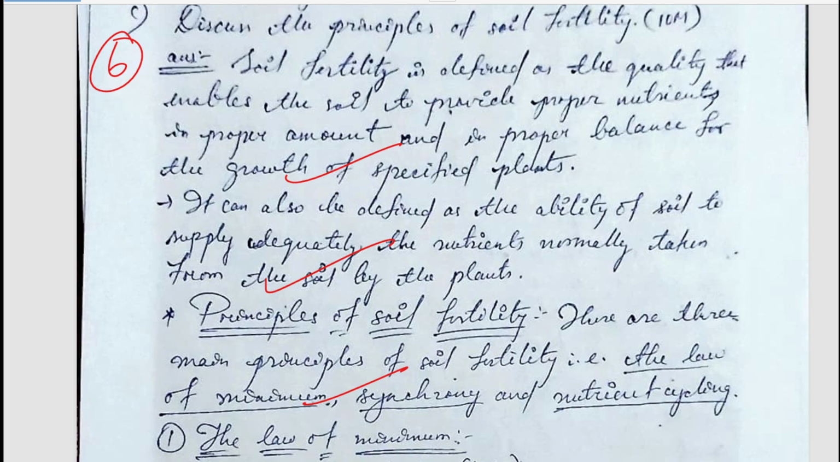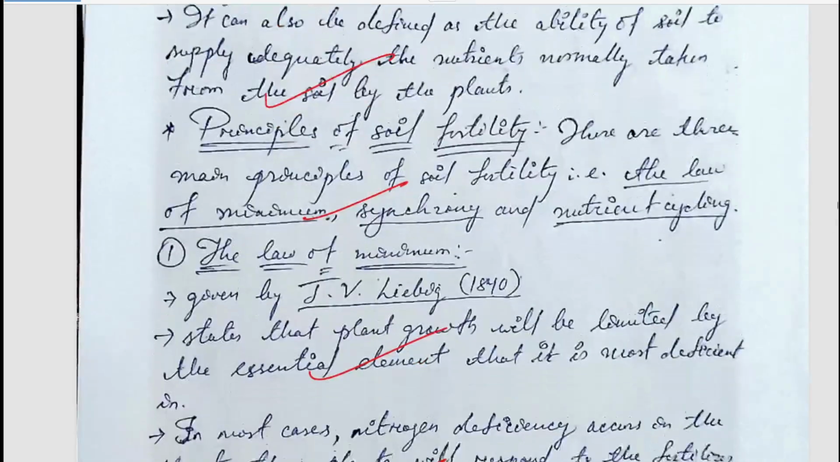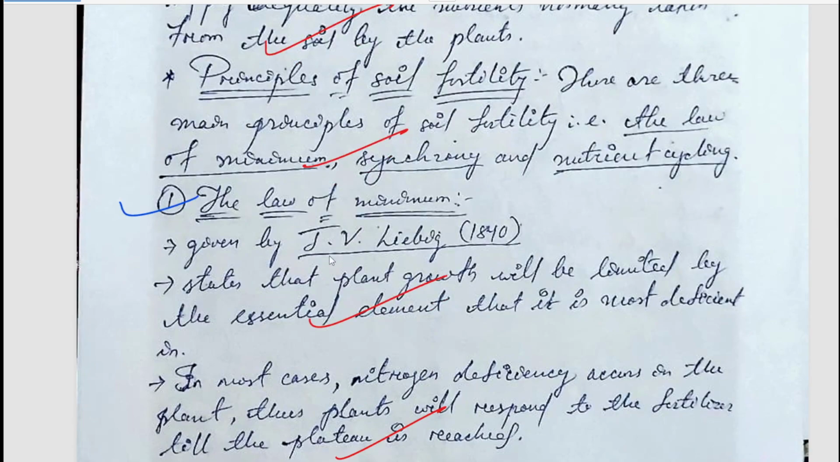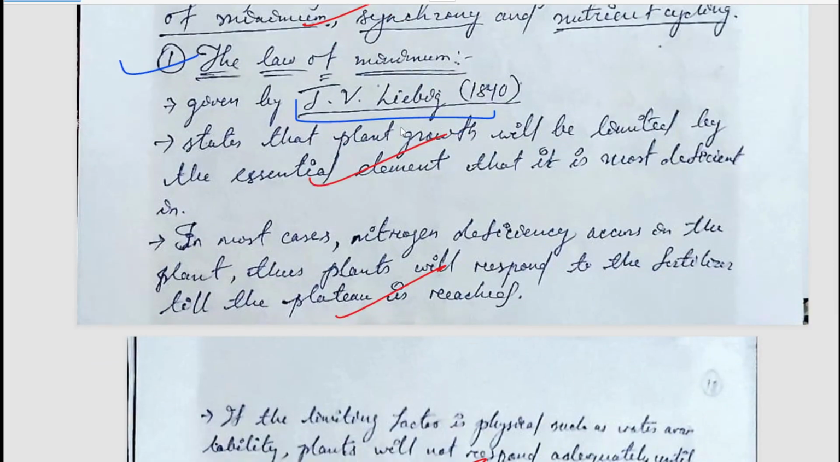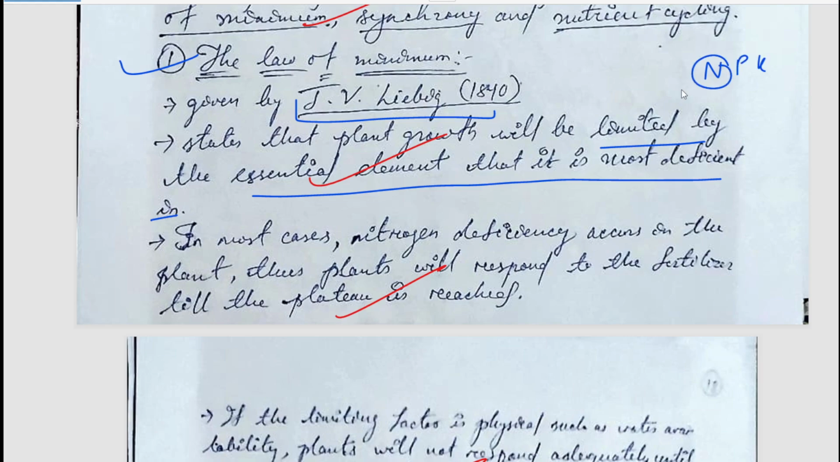That is very important. Next question is, discuss the principles of soil fertility. So the first principle, the law of minimum, has been mentioned. That is given by J.B. Liebig. It states that plant growth will be limited by the essential element that is the most deficient. Suppose NPK is there. N is very less, P is very high, K is very low. So whenever N is finished, it doesn't matter how much P and K are there, the plant growth will be limited.